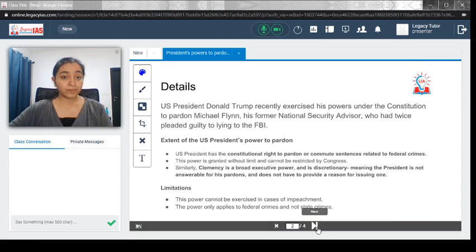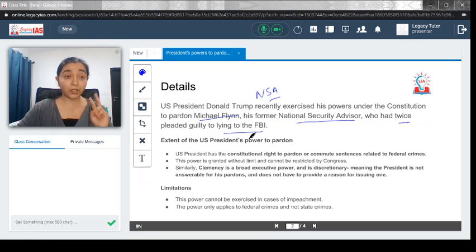So let's start. President Donald Trump recently exercised his power under the Constitution to pardon Michael Flynn, his former security advisor, the National Security Advisor to Trump. Recently, Trump exercised his constitutional power to pardon him. And why did he pardon him, or under which case? He pardoned Michael Flynn, who had been accused of lying to the FBI twice, and because of it he was under investigation. But Donald Trump went ahead and used his constitutional power to pardon Michael Flynn.